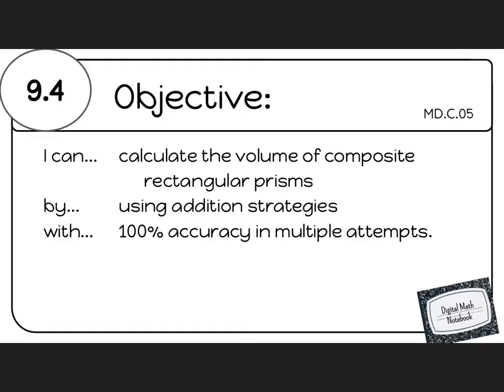Today's objective is: I can calculate the volume of composite rectangular prisms by using addition strategies with 100% accuracy in multiple attempts. Please pause to write the I can and by statement in your digital math notebook now.